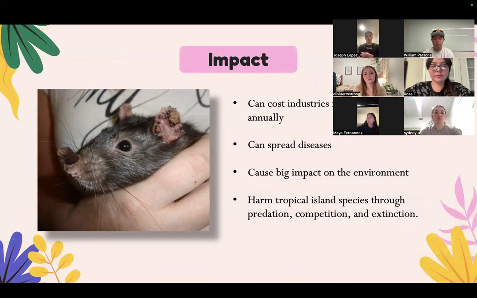The impact that these threats have is that they can cost industries millions of dollars annually. They can contaminate food, destroy crops, and damage property. They can also spread diseases. A disease that they tend to spread is the bubonic plague. They cause big impacts on the environment, so they prevent woodlands from regenerating, and they harm tropical island species through predation, competition, and extinction.